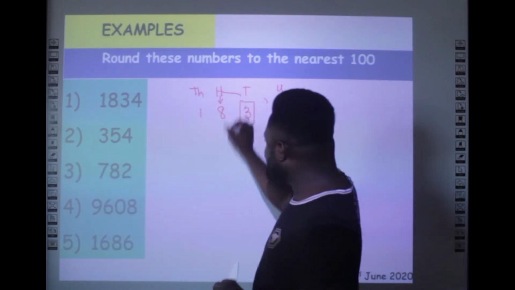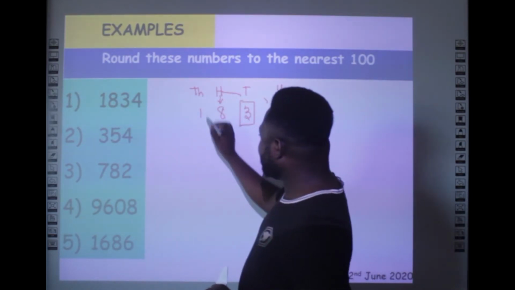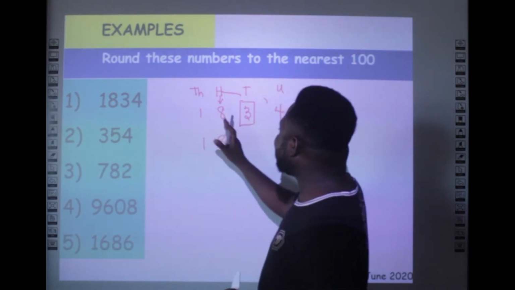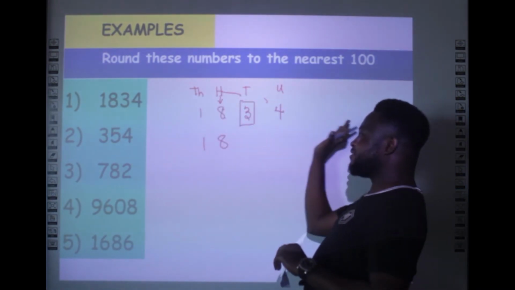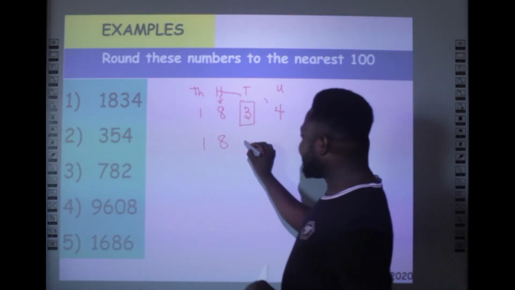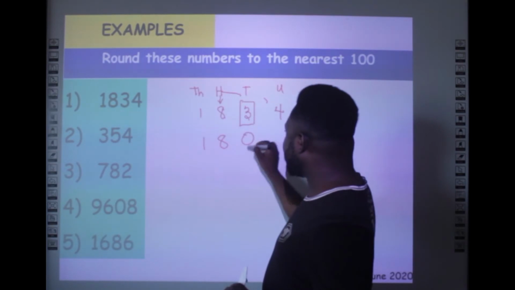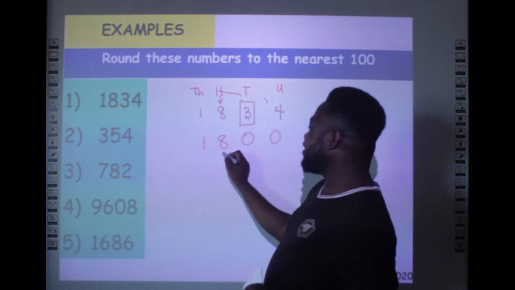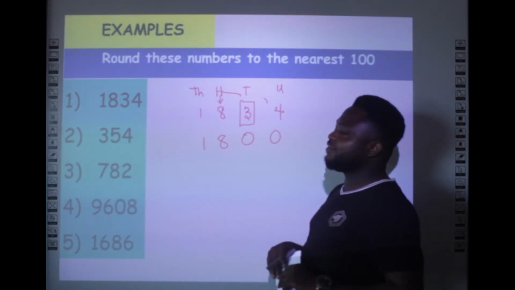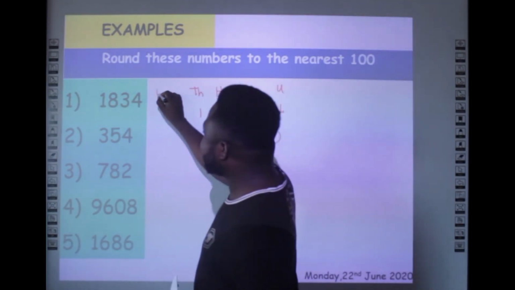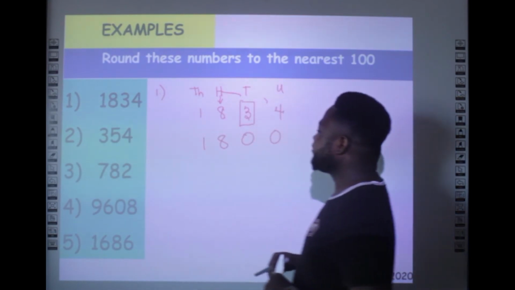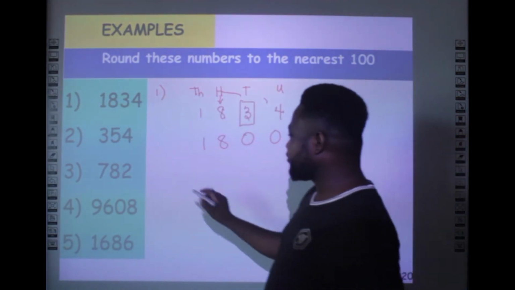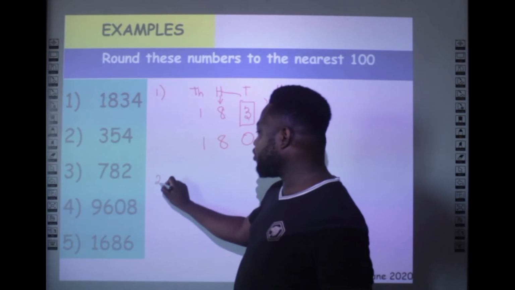So that means you drop down 8, you drop down 1. Any digit to the right of the target digit will all turn to 0. That is our step 3. So this will turn to 0, 4 will turn to 0. Our final answer is 1800 for example 1. So that's our final answer. Now let's look at example 2. For example 2, what do we have?